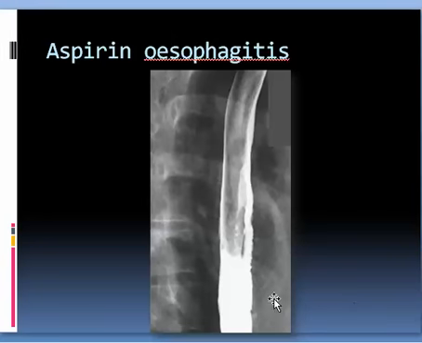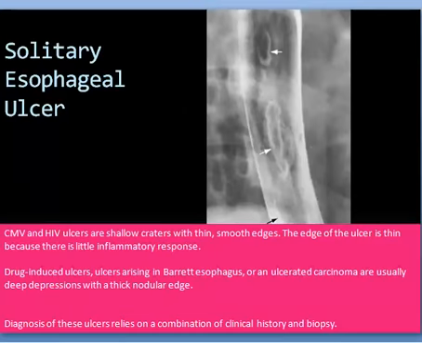Aspirin esophagitis here manifests as small, very small ulcers along the esophagus wall. Solitary esophageal ulcers, of course, we have in cytomegalovirus and in AIDS. Ulcers are shallow craters with thin, smooth edges. The edge of the ulcer is thin because there is little inflammatory response.